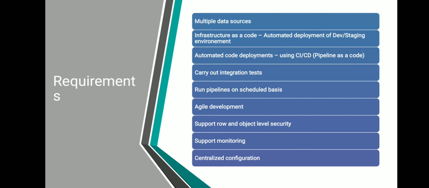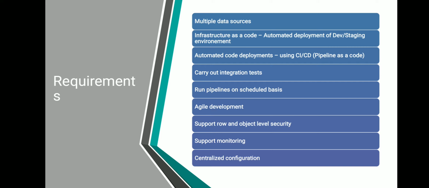So these are the requirements. So we have specified, okay, what do we need in this kind of modern data warehouse architecture? So as you can see, we are getting data from different sources. It could be structured, unstructured, or semi-structured. We are going to deploy dev and staging as infrastructure as a code in an automated manner. We will deploy changes across different environments in automated manner using continuous integration and continuous delivery pipelines. We will be using pipeline as a code to ensure CI/CD pipeline definitions are in source control.